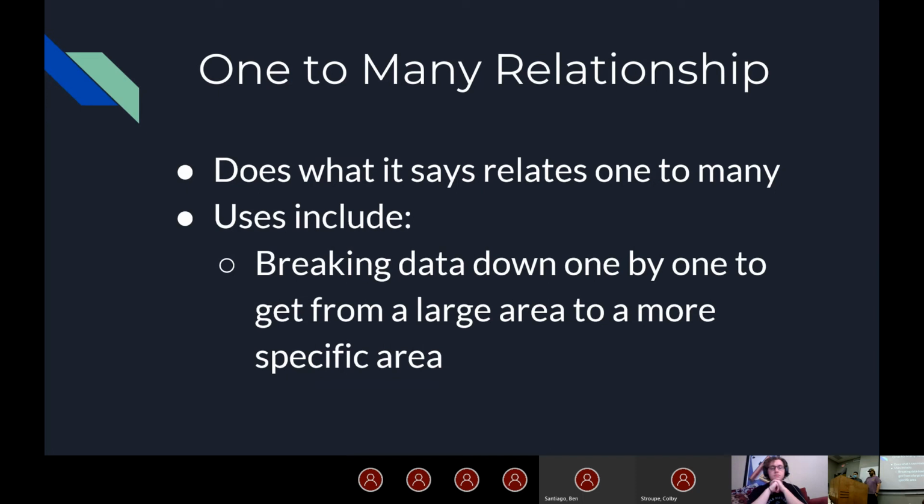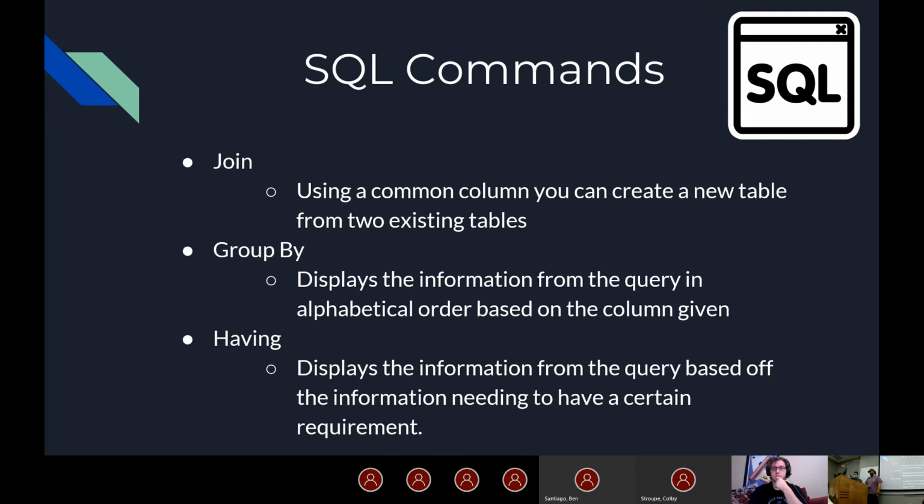Now, this one-to-many relationship relates one thing to a lot of things, and then that group of a lot of things back to only one thing. And this is used in a hierarchical kind of setup. The 3 commands that I thought were probably the most useful were the join command, the group by, and the having command. Join is used to combine 2 tables into one table based off of a similar column. Group by is able to sort by one specific area, and then having requires something from that group to show up.